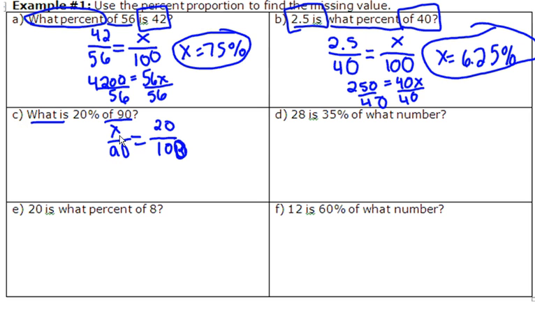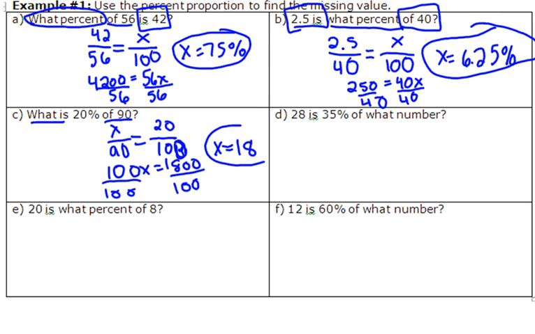Now I'm just cross multiplying. X times 100 is 100x. 20 times 90 is 1800. And I go ahead and divide by 100 on both sides. So 1800 divided by 100 is 18. Now this one is a number, it's not a percent, so I don't use a percent symbol, and it's not giving me any units, so I don't have to label it.